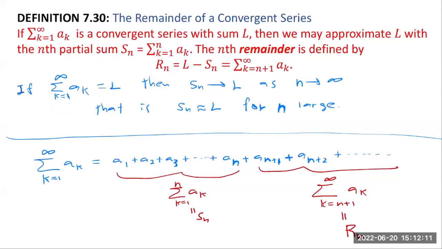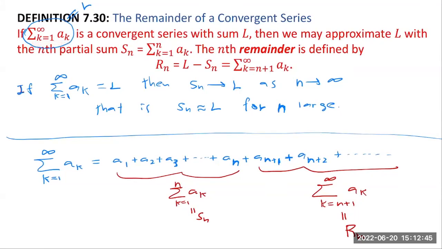All right, next I want to go over this definition. Definition 7.30: the remainder of a convergent series. Okay, if the series, sigma k goes from 1 to infinity, is a convergent series with sum L, let me quickly write it here. Sum is L means this series is equal to L.